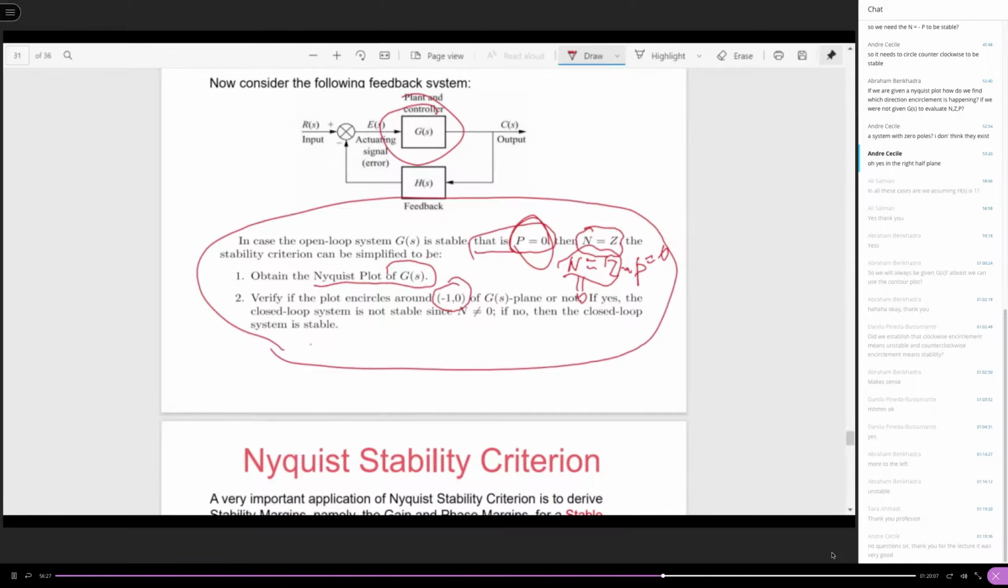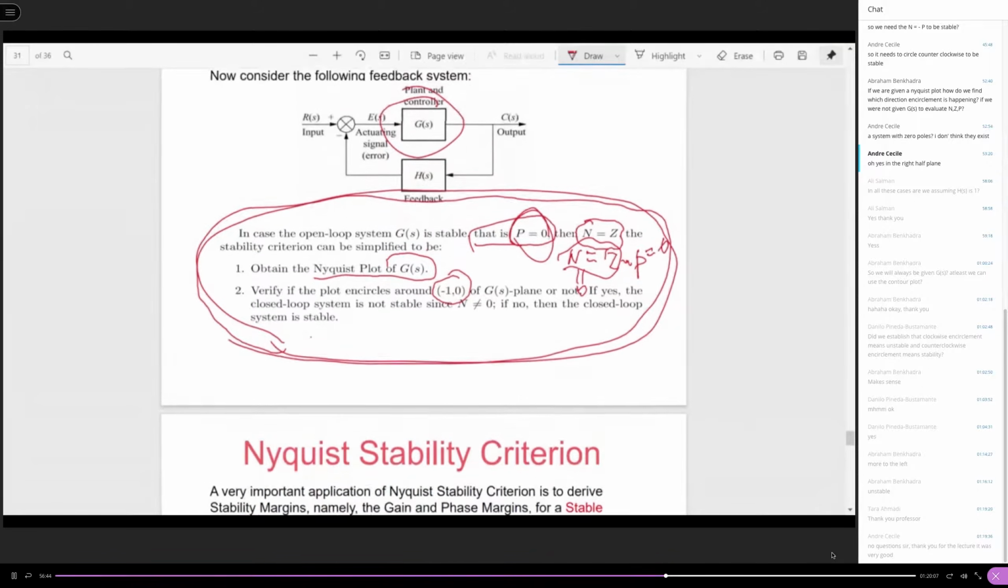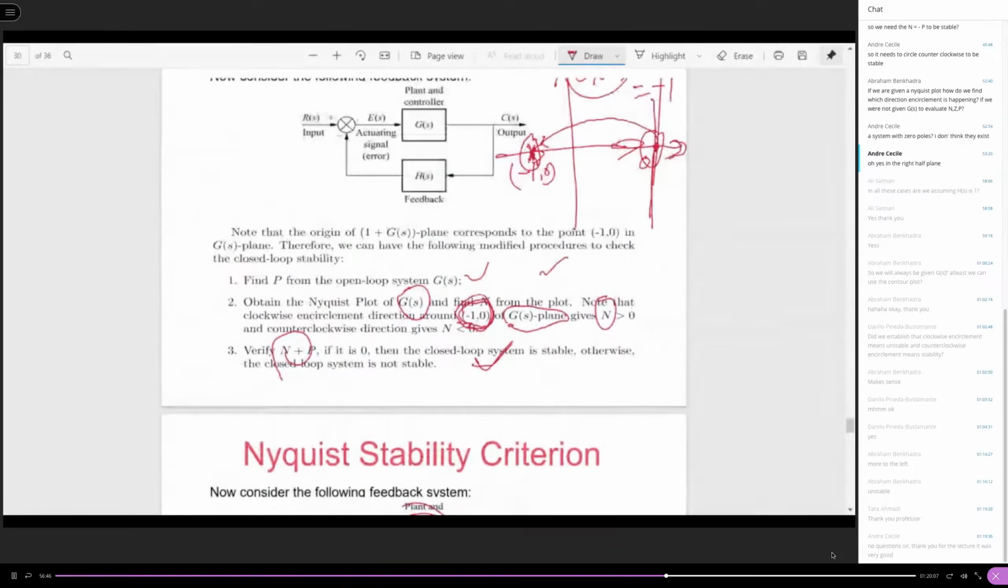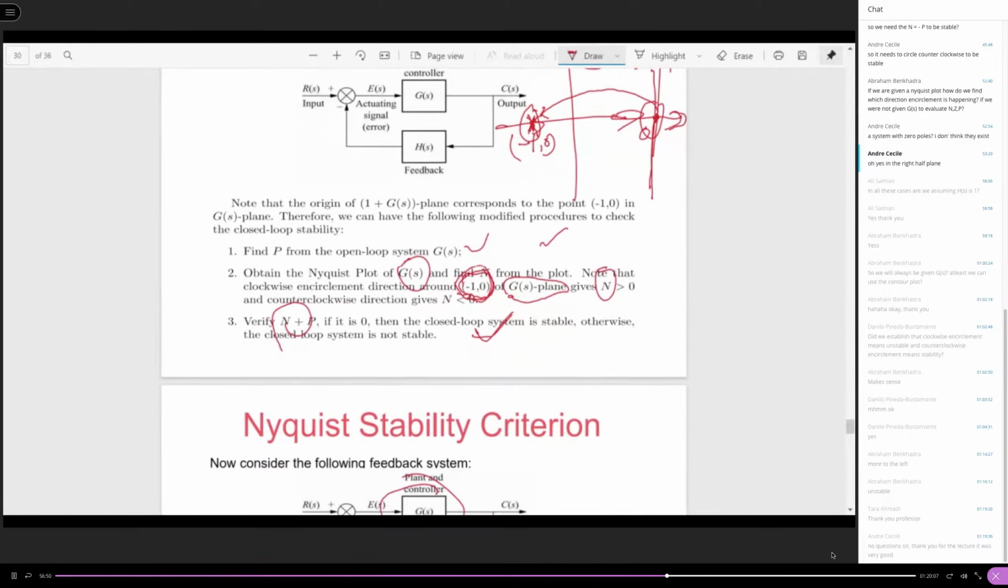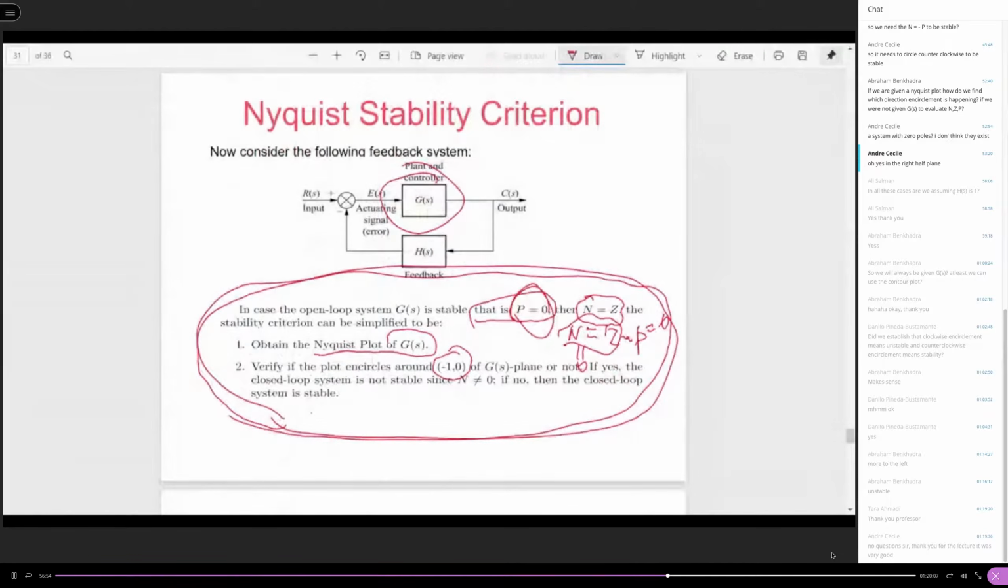Most of the physical systems are stable. So in practice, this is actually the simplified Nyquist stability criterion, applied very broadly. But in both cases, you can still use the general case. It doesn't matter. The only difference is whether P is equal to 0 or not equal to 0. So either way is fine.